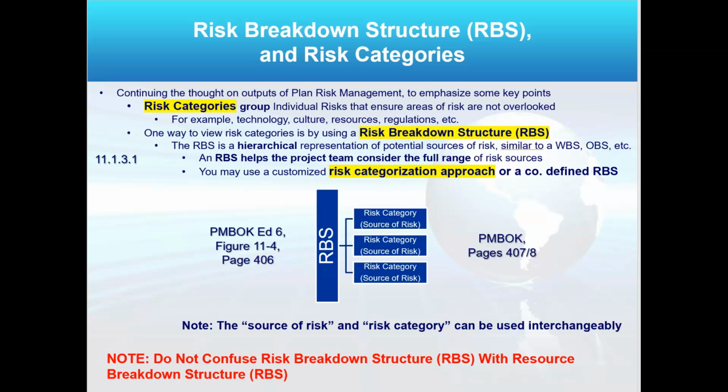An OBS, which we learned in resource management, is an organizational breakdown structure. An RBS in resource management is a resource breakdown structure. We have the RBS here in risk, which is a risk breakdown structure. We also have a WBS from scope management, which is the work breakdown structure.